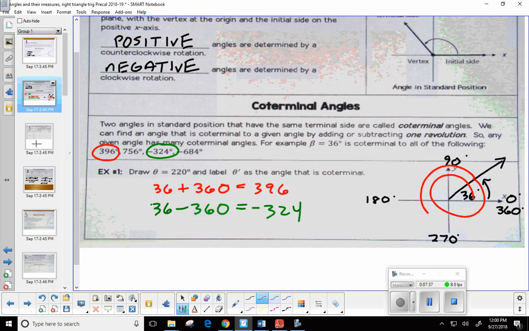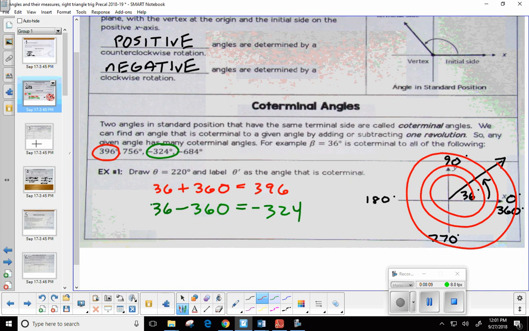I could go for a second revolution, which is plus 2 times 360. I could go for a third rotation, which would be plus 3 times 360. That's why I said earlier it's just multiples of 360. And I can continue to do that as many times as I want. Could I also rotate infinitely many times clockwise? Yeah, so I could subtract 360, subtract 2 times 360, and just keep going. But typically, I'm just going to ask you for the one positive and one negative.